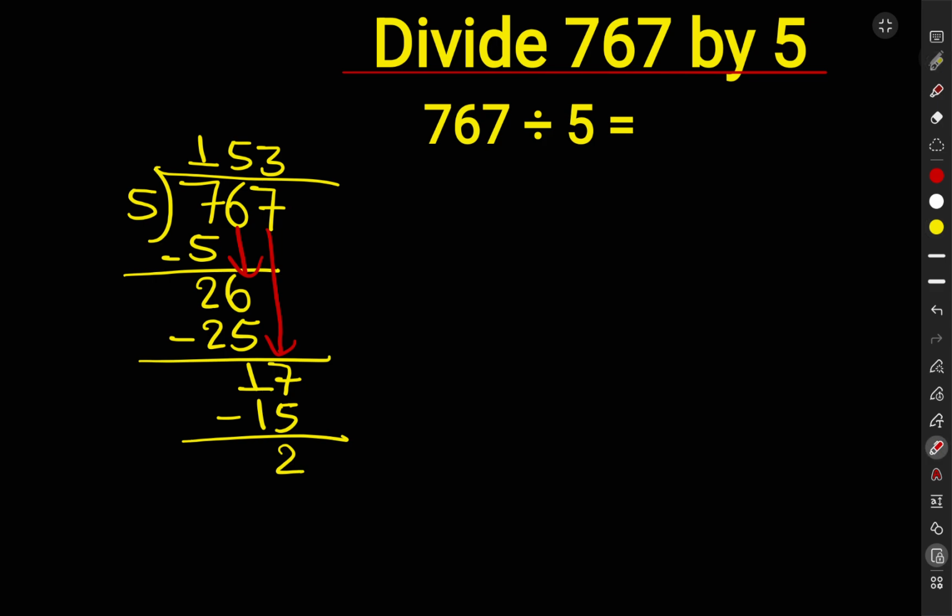So now we have no other number to put down. So we put a decimal here, so that we can put 0. So it is 20 and 5 times 4 is 20. On subtracting we get 0. So 767 divided by 5 is 153 decimal 4.